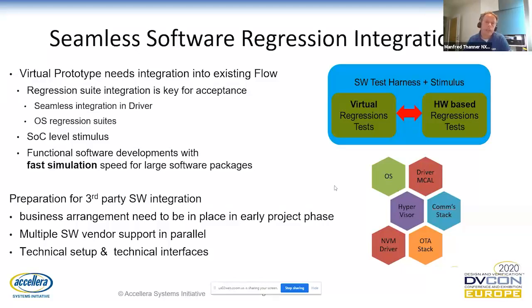At this point, I would like to hand over to Ingo Feldner from Bosch to give more insight into the deployment of the use cases.